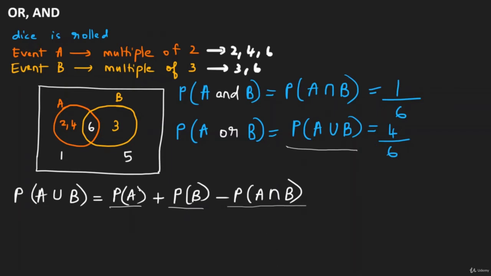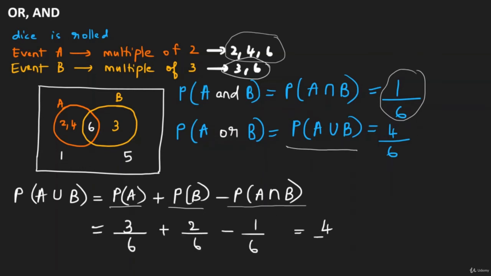What is the probability of A? We have 3 favorable events, so probability of A is 3 by 6. What about probability of B? We have 2 favorable events, so probability of B will be 2 by 6. And what about probability of A intersection B? We have seen that we have 1 favorable event, so that's 1 by 6. Therefore, this over here is equal to 3 by 6 plus 2 by 6 minus 1 by 6, which gives us 4 by 6, which is exactly what we got over here.